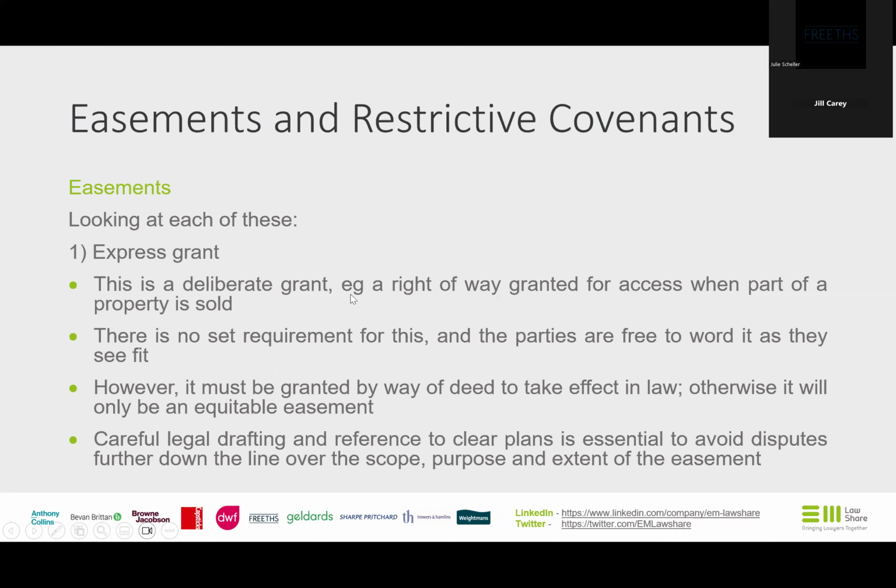Where you're doing it on purpose, expressly, careful legal drafting, very clear plans is the best possible way to avoid disputes further down the line. Now, you can never guarantee, of course, that somebody with plans for their property won't try and challenge it anyway, especially if there's a lot of money at stake, but you will help yourself tremendously if easements are granted correctly. Similarly, if you are acquiring a property, and you're being told that there's an easement, you may want to insist that the seller regularizes the position as part of the deal.